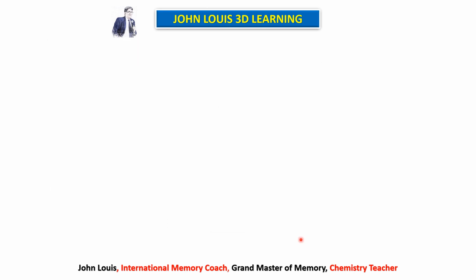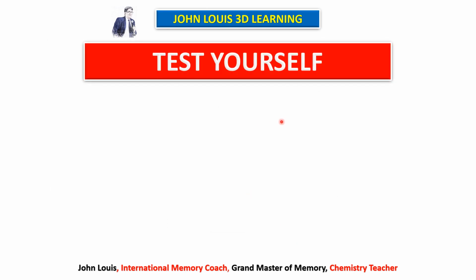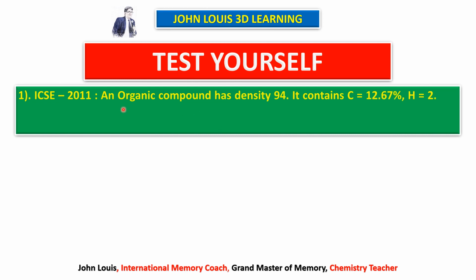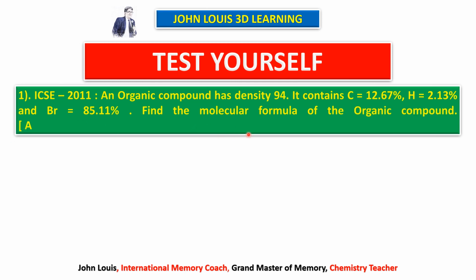Now let us try to work out ourselves. So try yourself. I have given you 2 sums here. ICSE 2011. This question was asked. An organic compound has vapor density 94. It contains carbon, hydrogen and bromine in this much percentage. Find the molecular formula of the organic compound. Atomic weights of all these are given and vapor density is also given.